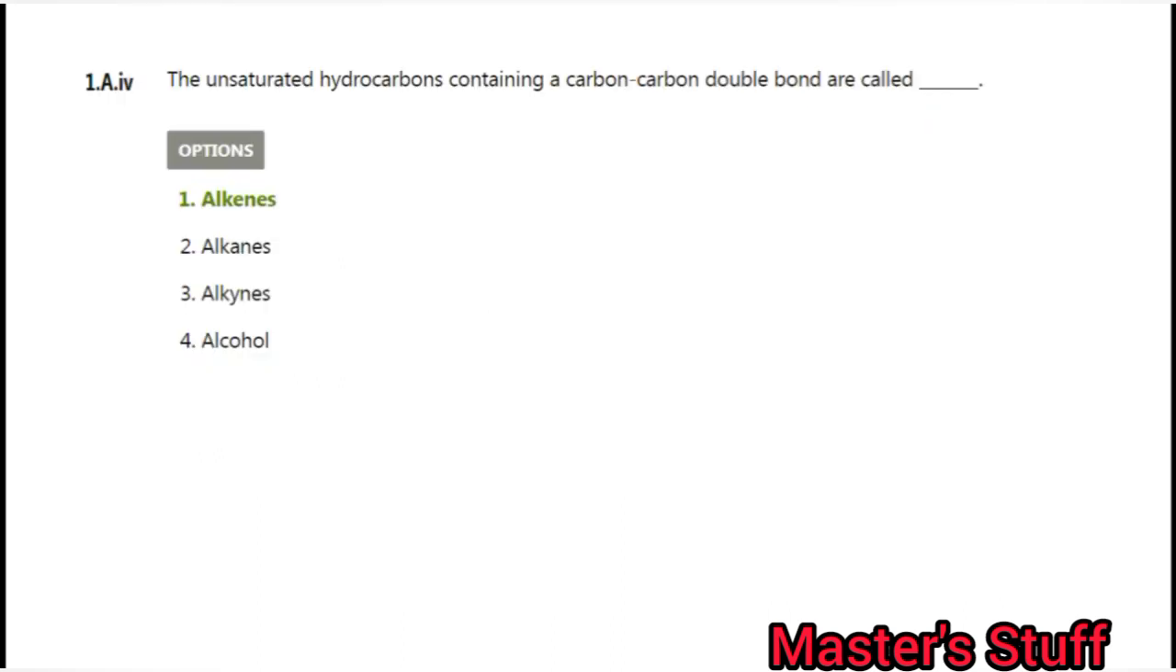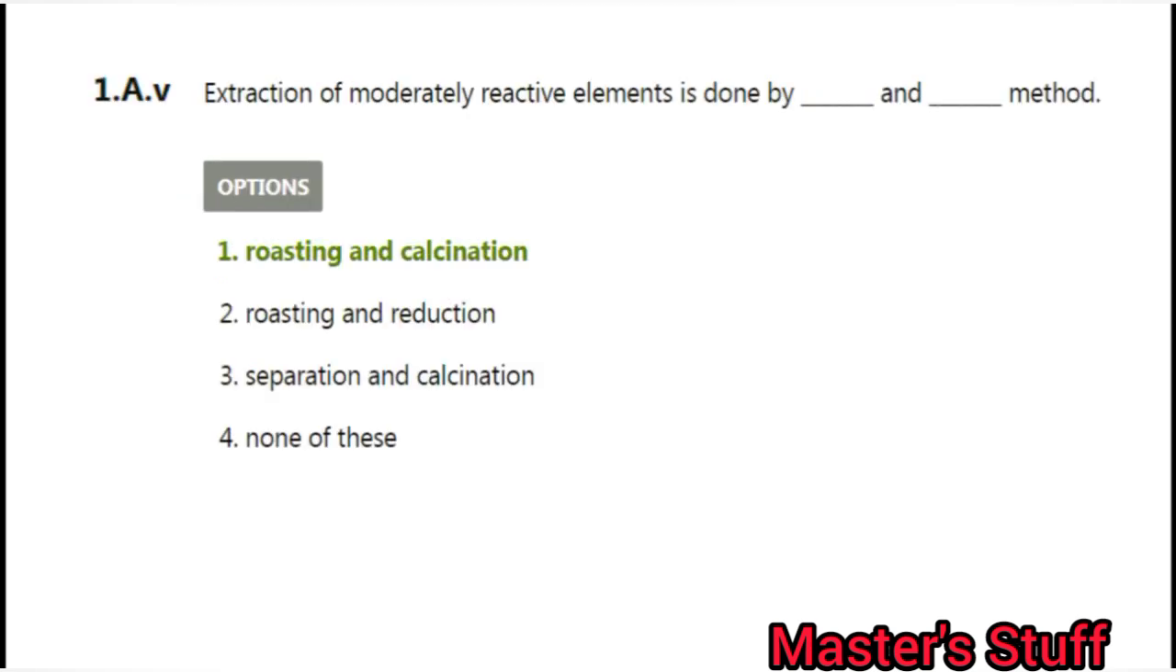Next, fourth sub-question, the unsaturated hydrocarbons containing a carbon-carbon double bond are called dash. Answer is alkenes, meaning option first. Fifth sub-question, extraction of moderately reactive elements is done by dash and dash method. Answer is roasting and calcination, meaning extraction of moderately reactive elements is done by roasting and calcination method, meaning option A.